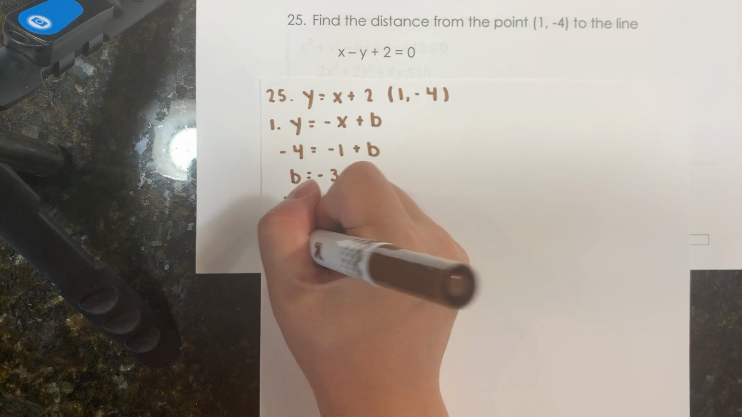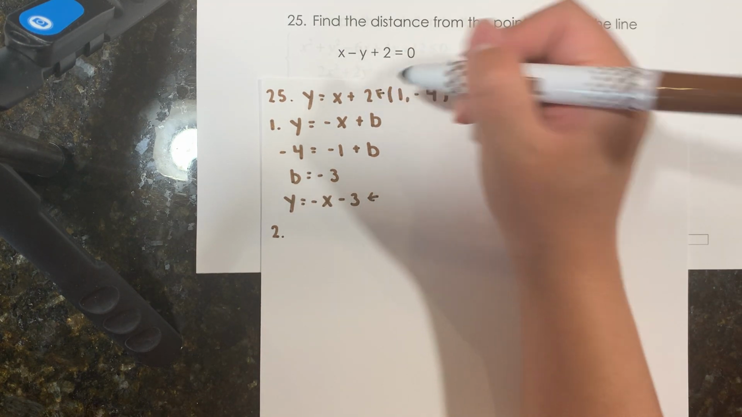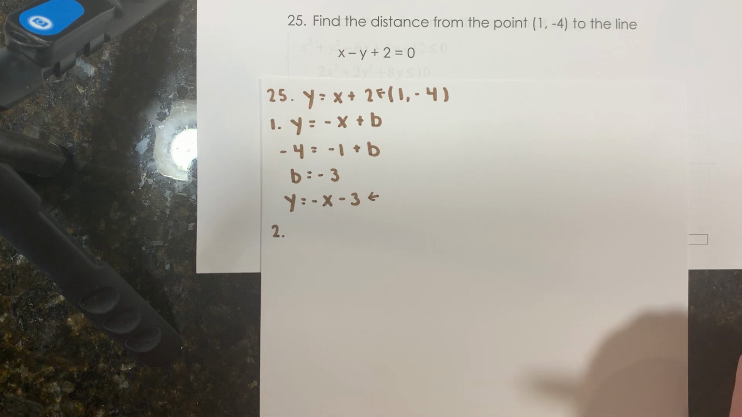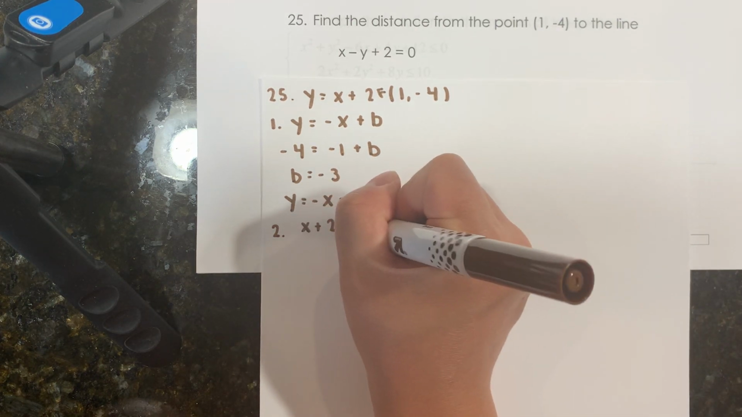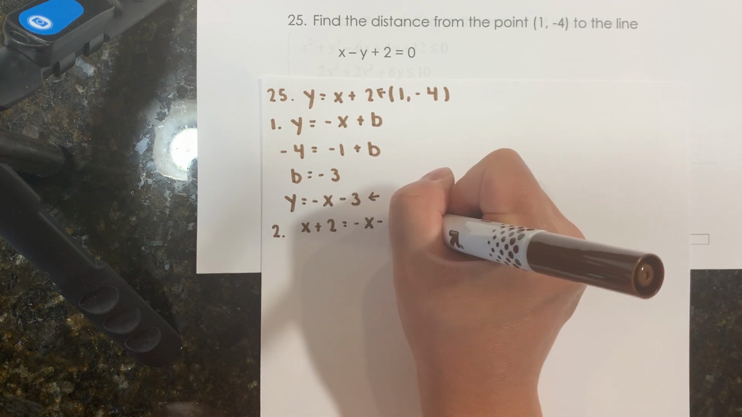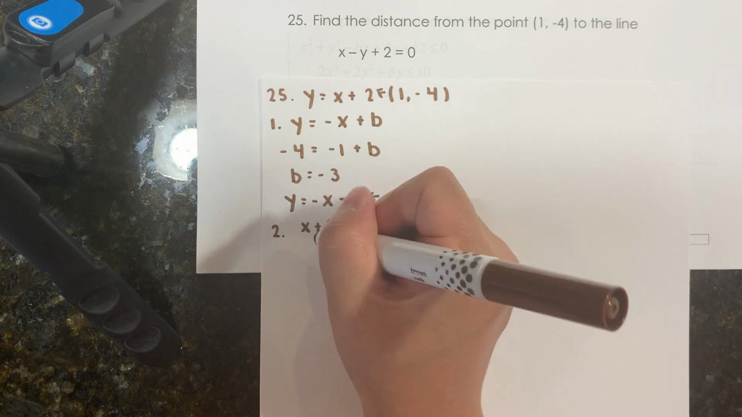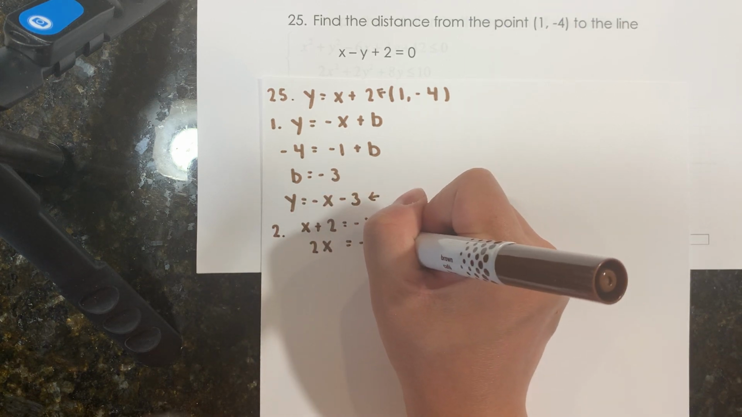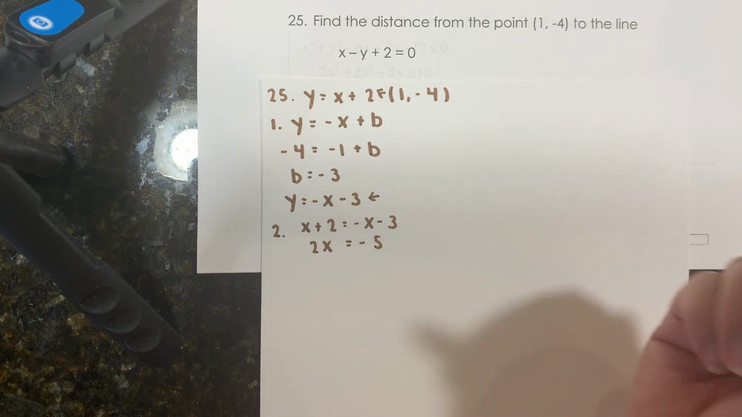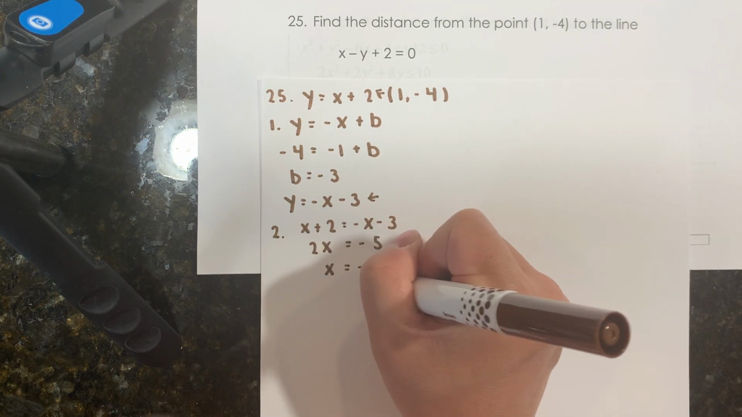Now step 2 is to find where this line, the perpendicular line, and this line intersect. So I'm going to set them equal to each other, meaning that x plus 2 is going to be equal to negative x minus 3. If I add the x to this side, I get 2x. If I move the 3 to the other side, or the 2 to the other side, I get negative 5. Therefore, x is going to be equal to negative 5 over 2.